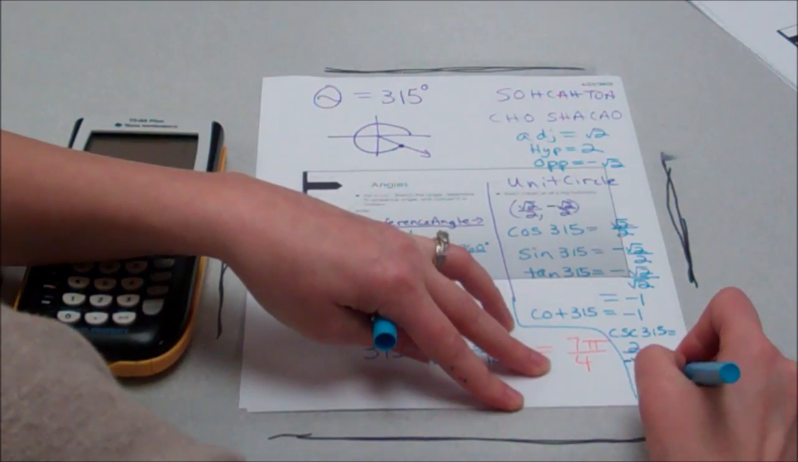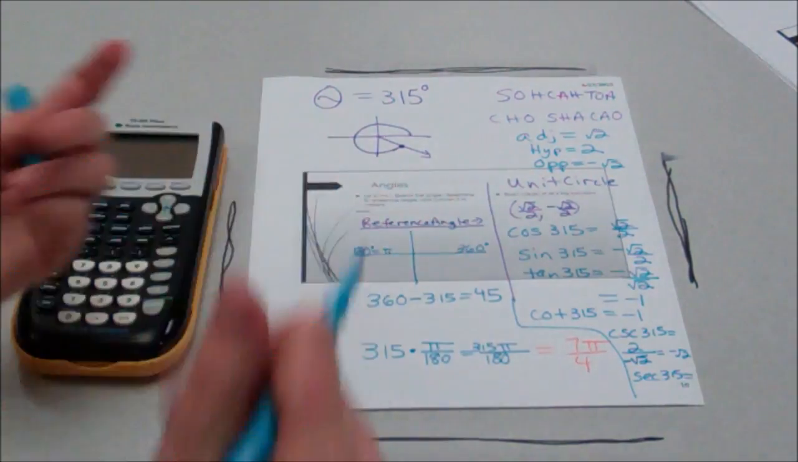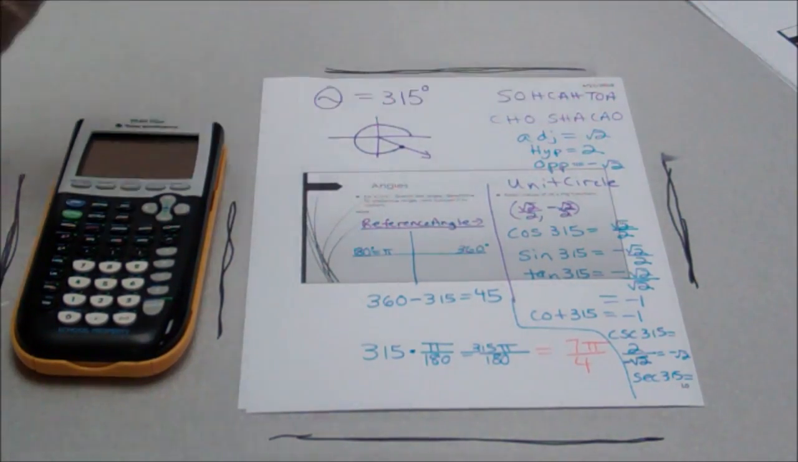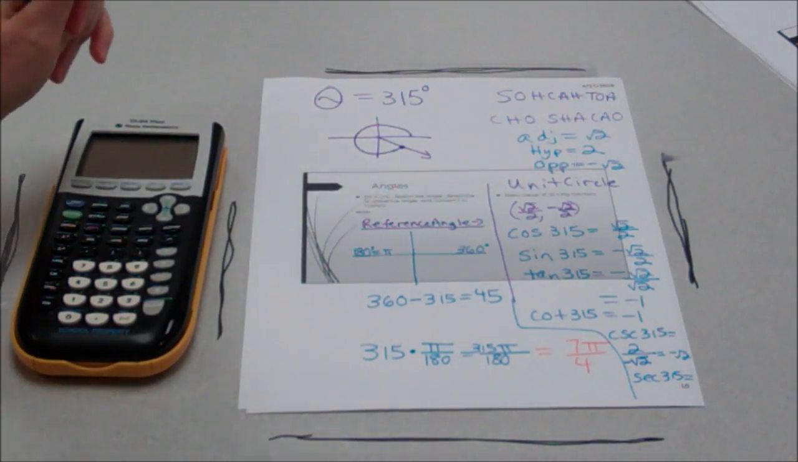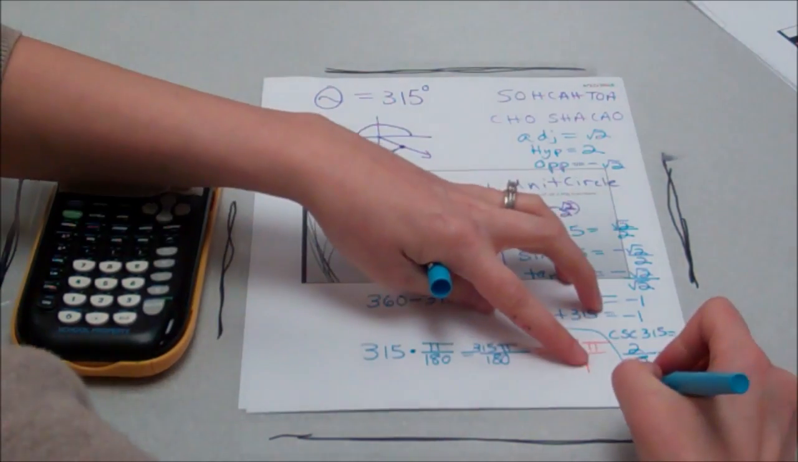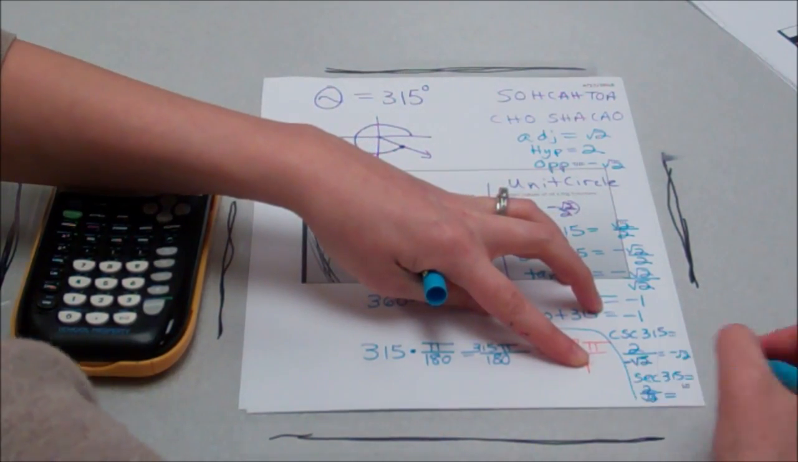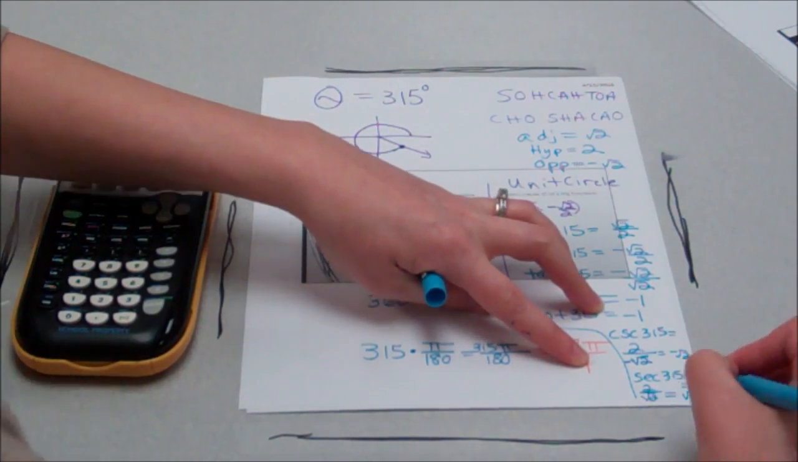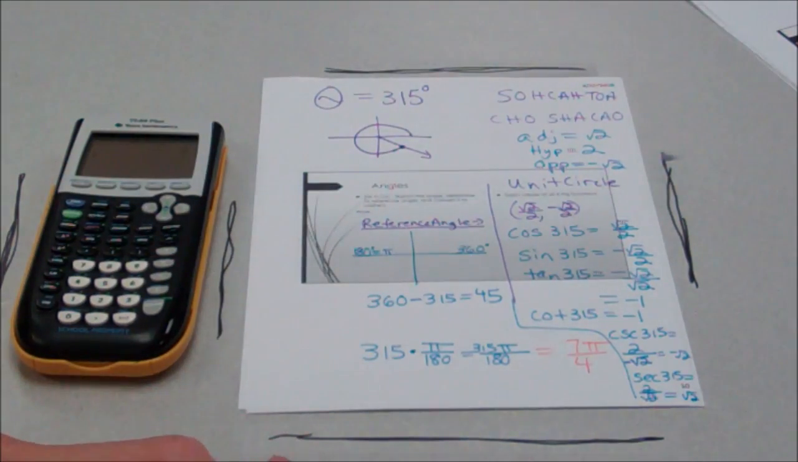Secant is the reciprocal, or the flip, of cosine. It's the SHA and the KA that go together. So you're just going to take cosine, which is square root of 2 over 2, flip that over, 2 over root 2, and again, get the square root out of the denominator. It'll be root 2 once you reduce it down.